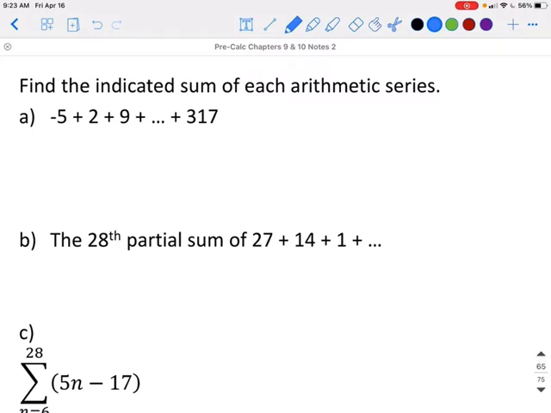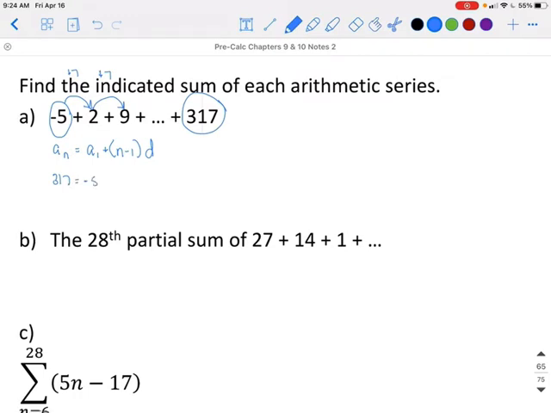So find the indicated sum of each arithmetic series. On the first one, we know the first term, we know the last term. So we can find our values. First, we're going to have to find which term it is because we don't know the value for n. So we can start with a sub n is equal to a sub 1 plus n minus 1 times the common difference. Now, to get from negative 5 to 2, they added 7. To get from 2 to 9, they added 7. So our common difference is going to be 7.